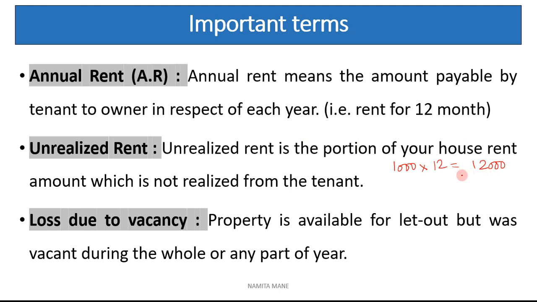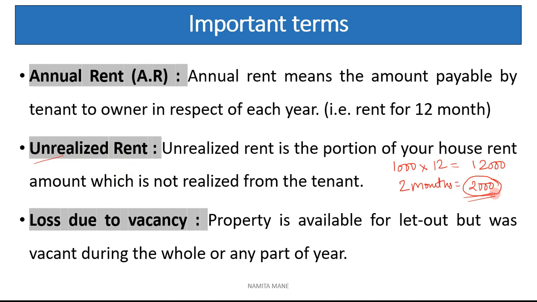Okay, now in case sometimes the tenant did not pay the rent for 2 months. So that means 2000 rupees he did not pay. So this 2000 rupees will be called as unrealized rent. Means 2000 rupees he did not pay to the owner.